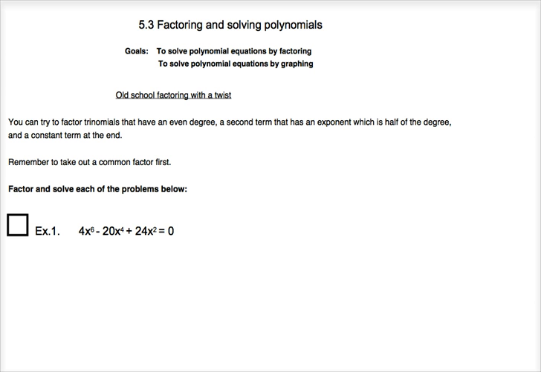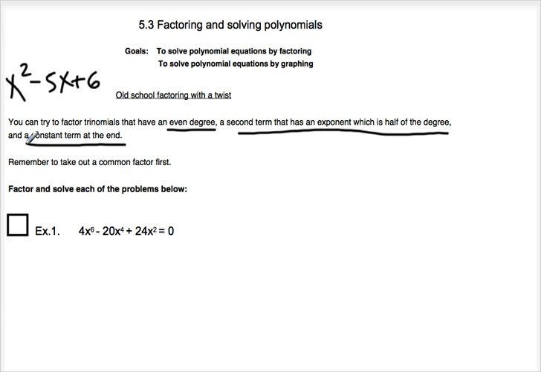Only what I mean by old school is what we've already done in chapter 4. You know, when I had something like x squared minus 5x plus 6. What times what is 6? Adds up to -5. That type of thing. We can do that type of thing as long as the degree is even. The second term has an exponent which is half of the degree. And then there's a constant term at the end. And a constant term is one that doesn't have an x by it.